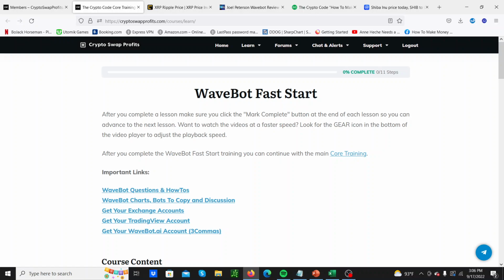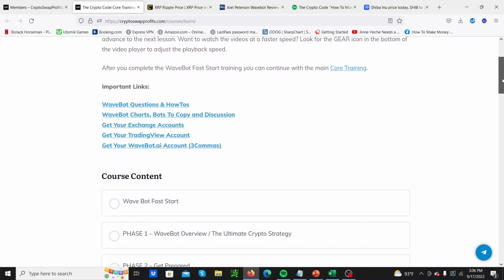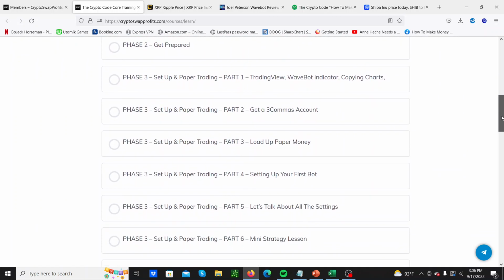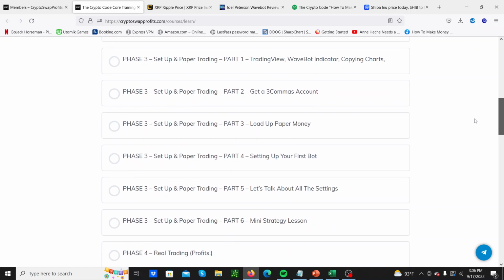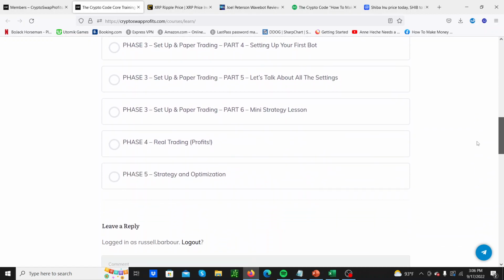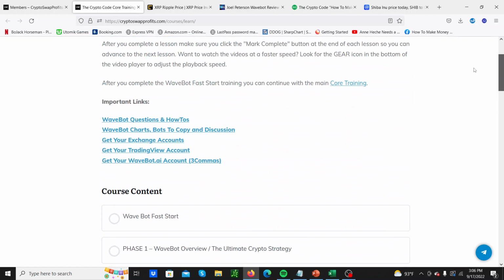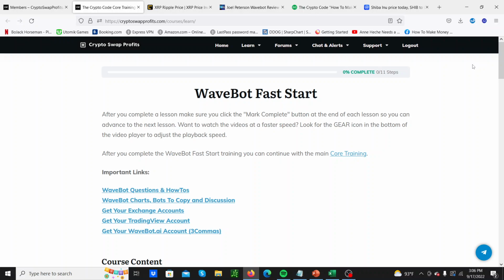If we go into the actual section here with the Wavebot, this is basically how you get started with the Wavebot and how to set it all up. It's not that hard to set up. It's a little weird, but they're very helpful in getting you started if you need some extra help. I wanted to go into the thing.